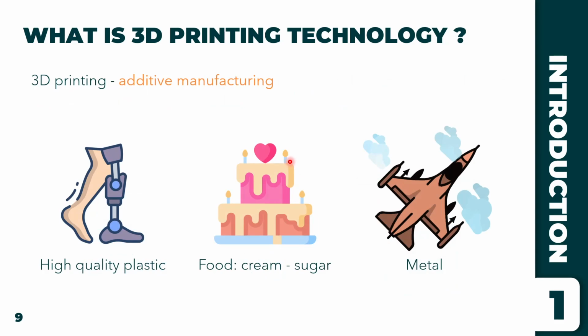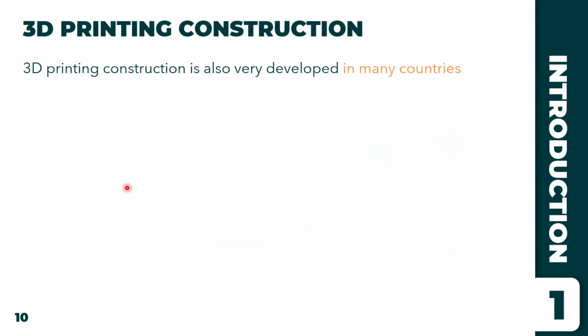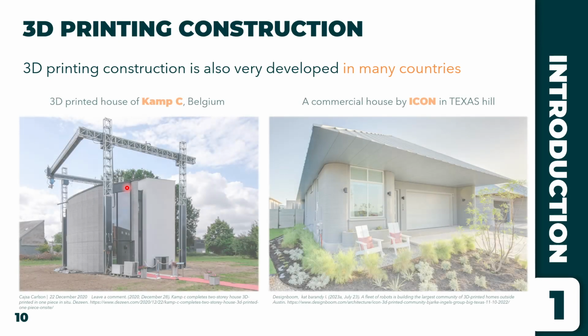With this kind of technology, we can use various kinds of material. We could use high quality plastic to print a fake arm or fake leg for a patient. We also can use cream or sugar to print a cake, and in terms of engineering, we can use metal to print high quality and lightweight parts for airplanes. And with 3D printing technology using mortar, in other words, we can call it 3D printing construction, it's also very developed in many countries. I can give you some examples.